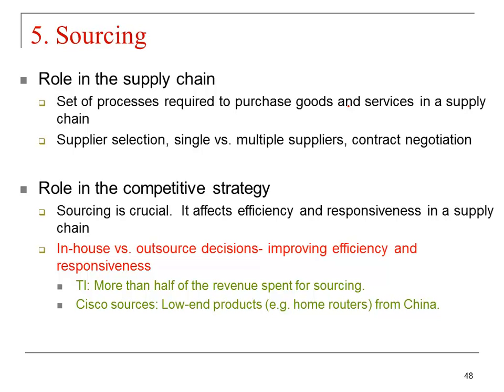The role in the competitive strategy is crucial. It affects the efficiency and responsiveness in the supply chain. So you want to make sure that you have a good supplier. If they don't supply your goods in time, then your manufacturing process is going to be delayed, and you're not going to be able to deliver your goods. So you need to make decisions on whether you want to produce in-house or outsource.